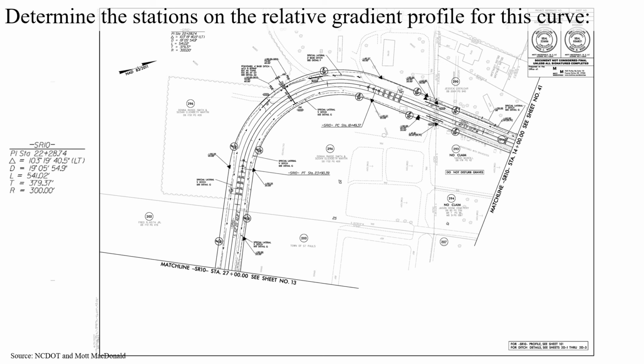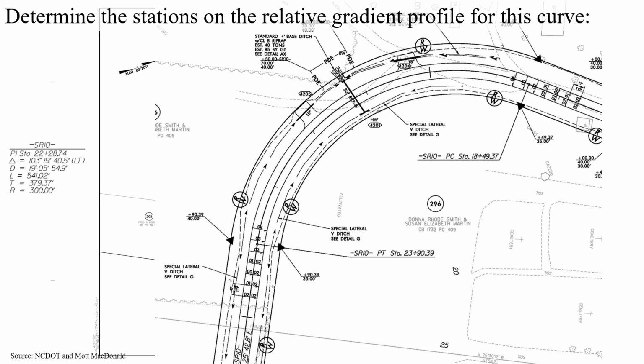In this problem, we're asked to determine the stations on the relative gradient profile for the curve shown here. We're going to zoom in a little bit here, and we can see the PC labeled here, and here's the cross slope that we're going to need to use to understand this curve and help us develop the relative gradient profile. In particular, this dimension of 17 feet for 1% change in cross slope is going to be very helpful for us.